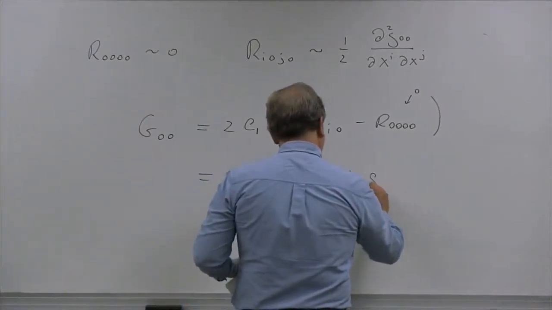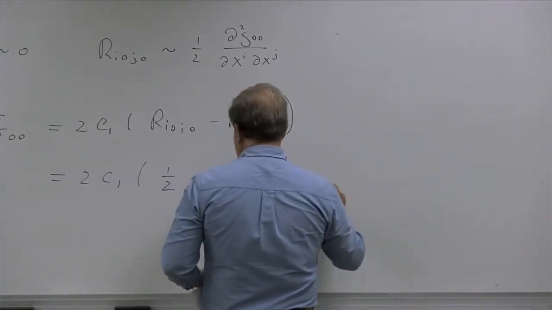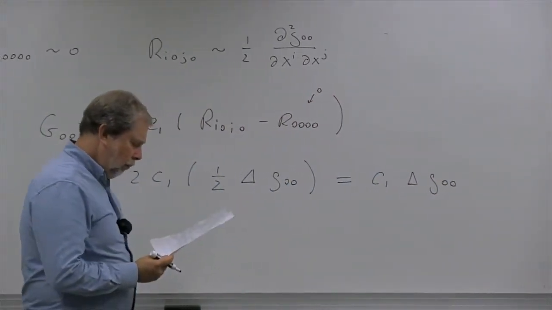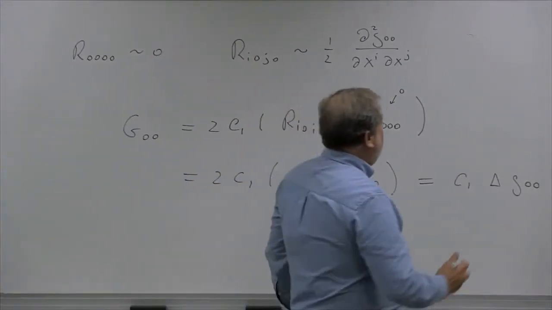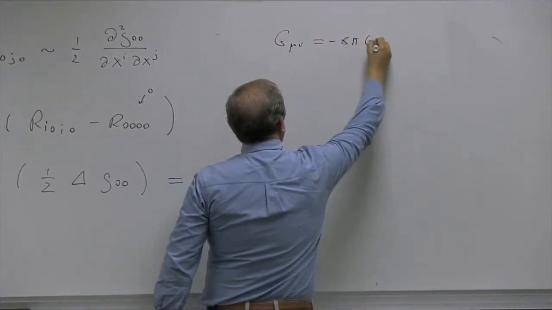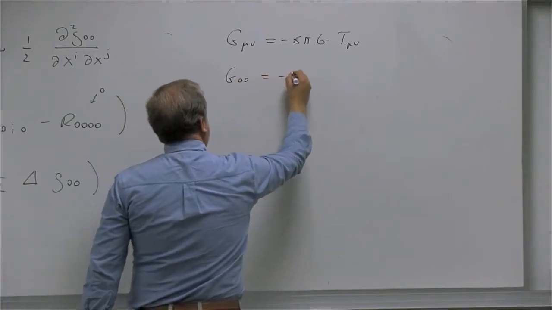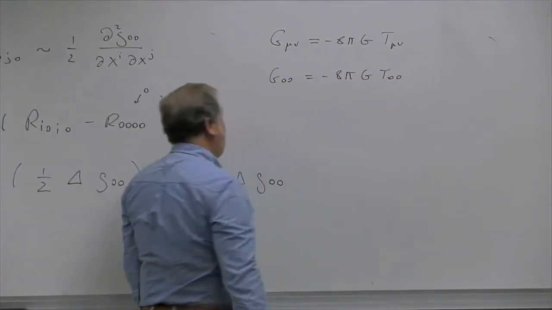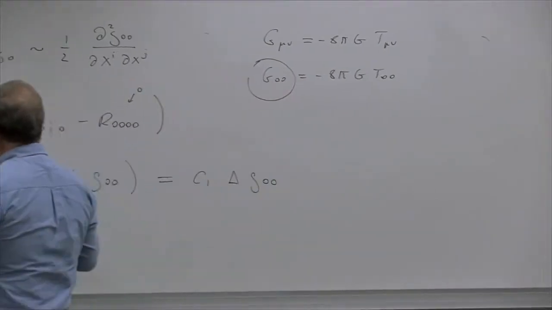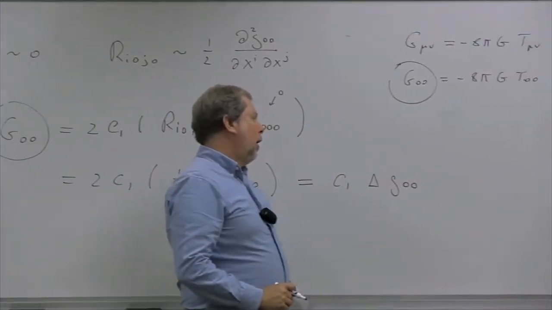So it's 2c1 times 1/2 times the gradient squared, or the Laplacian, of g naught naught. And so the 1/2s cancel out, and we get just c1 times the Laplacian of g naught naught. Right? Now we compare this to the original equation. You do remember that G mu nu was minus 8 pi G times T mu nu, and so that leads us to G naught naught being minus 8 pi G times T naught naught. And we just determined G naught naught is equal to c1 times the Laplacian of g naught naught.